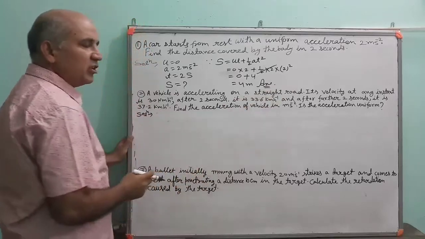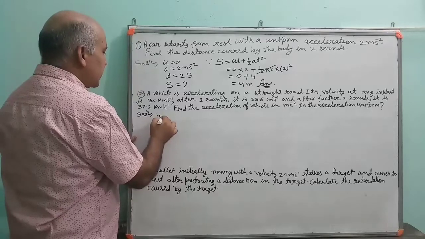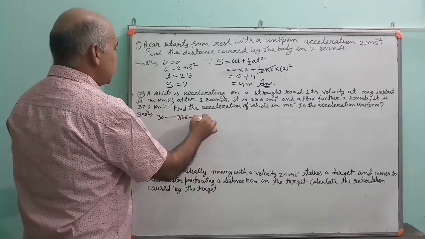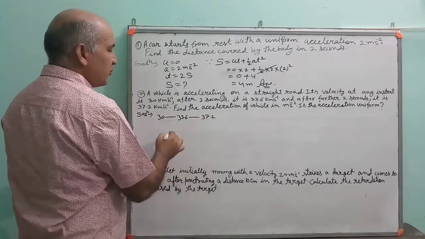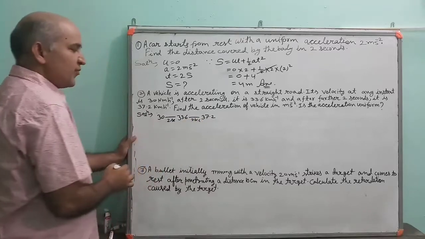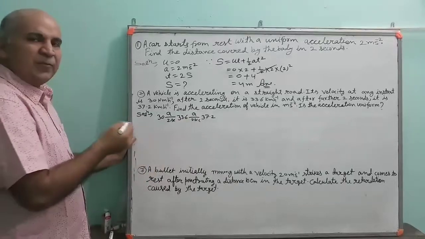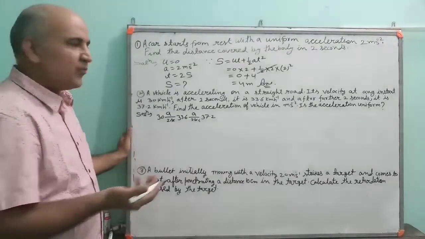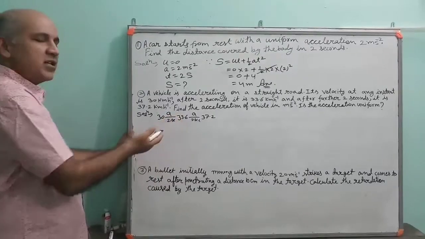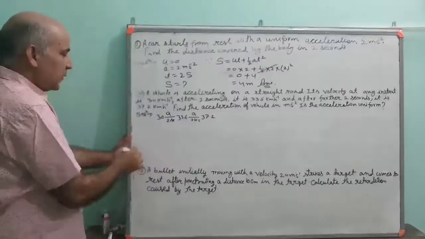Is the acceleration uniform? We have to find, see here, first the velocity is 30, then it becomes 33.6 and then it becomes 37.2. This is in 2 seconds, this is in 2 seconds. So we will find the acceleration here and here. If both the acceleration values are same, that means the acceleration is uniform. If the values of acceleration are different, it means the acceleration is non-uniform. So check here.